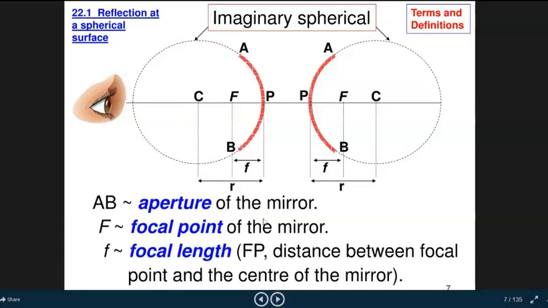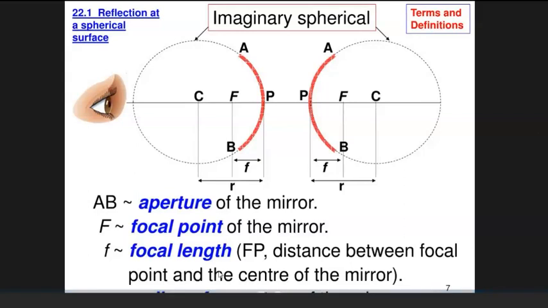Focal point of the mirror. Okay, now the focal point of the mirror. In the last class we have already discussed it. It is defined as a point on the radius of curvature of the mirror where rays parallel to the radius of curvature or principal axis appear to be converged or diverged. That is called the focal point.